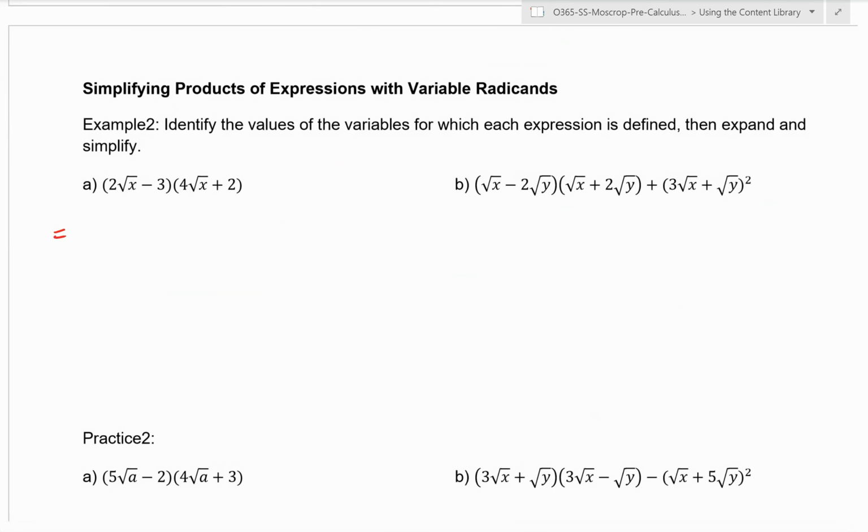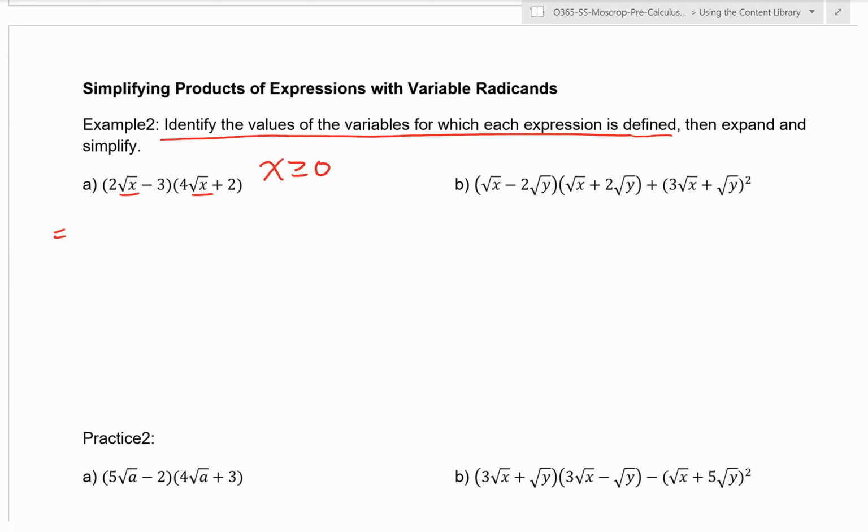First of all, it says identify the values of the variables for which each expression is defined. I think this is usually where students get confused, and that's why I'm going to do this again. We did this in the first lesson, but I'm going to do more here. The radicals that I see here are root x and root x. It's a square root, which means I cannot square root negatives, which means x has to be greater than or equal to 0, and that's how you define the variable. So then everything is defined.